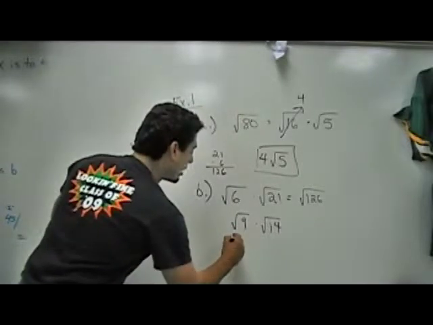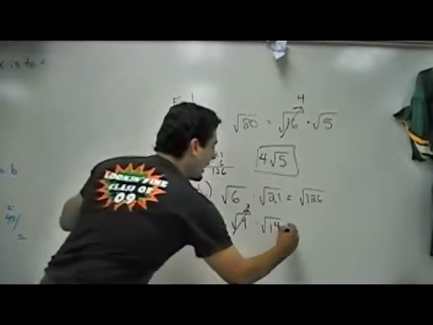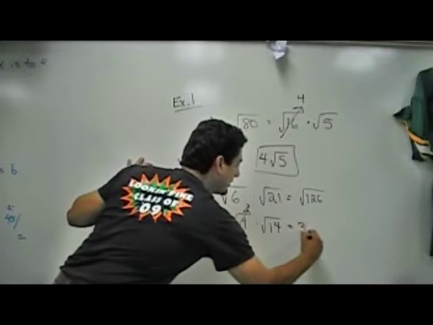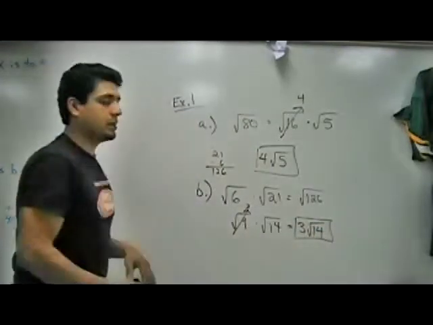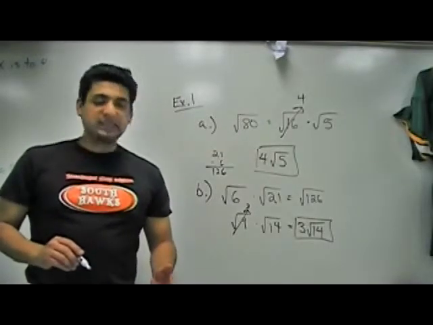So you take the square root of 9, which is a 3. And since you can't do anything with the square root of 14, the answer will be 3 square root of 14. And that's A and B. So let's look at C and D.